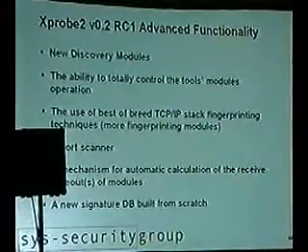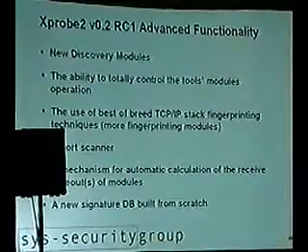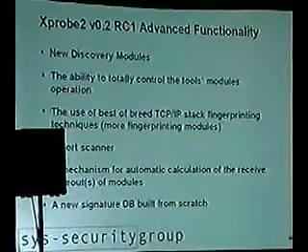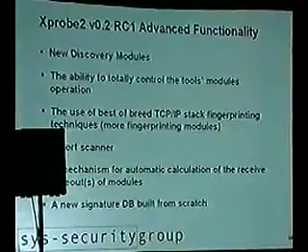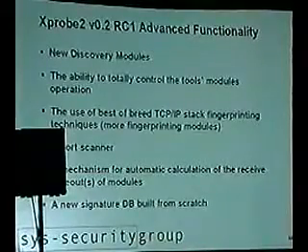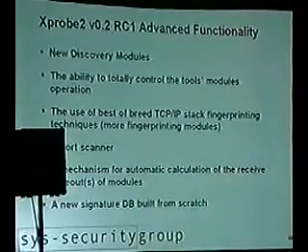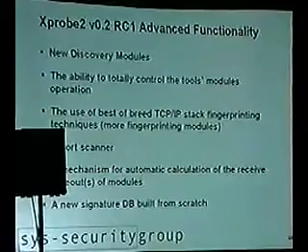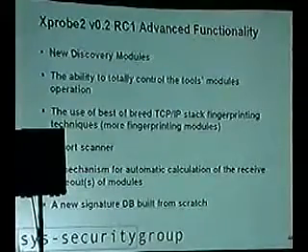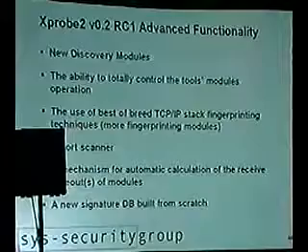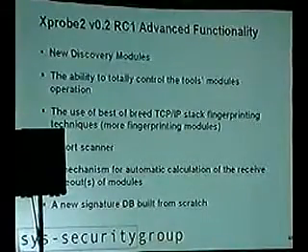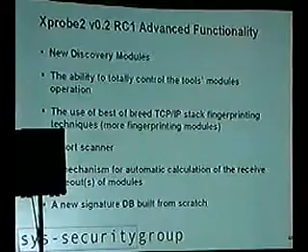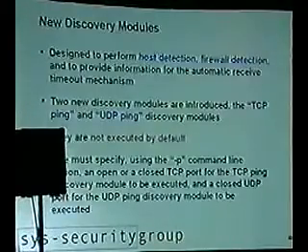So we have decided on adding several functionalities to Xprobe 2. We have added several new discovery models. We added the ability to totally control the tool's modules operation. We added more fingerprinting models. We now have a port scanner. We also have an automatic mechanism to assess the receive timeouts for the different models. And we have also rebuilt our database of signatures from scratch.